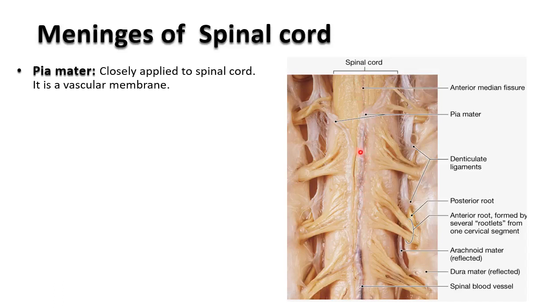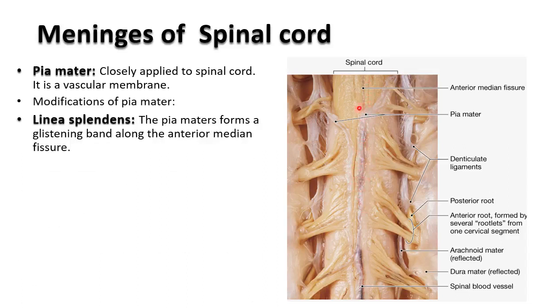You can see a glistening band which is thickening and called the linea splendens. Okay, so along the anterior median fissure you can see a glistening band which is called the linea splendens.